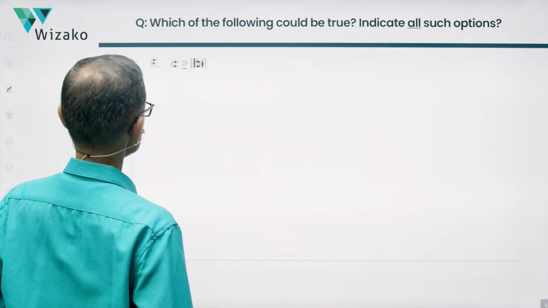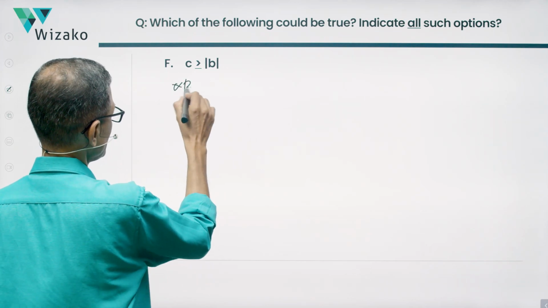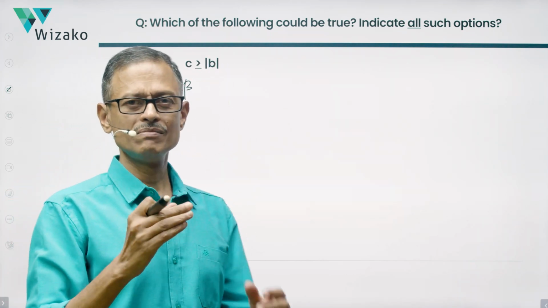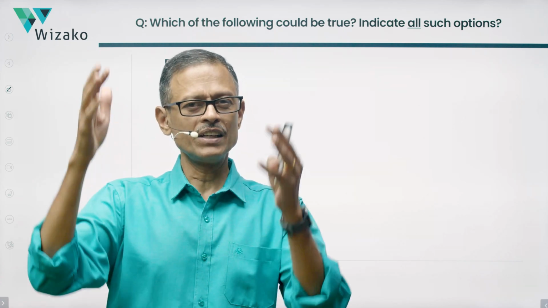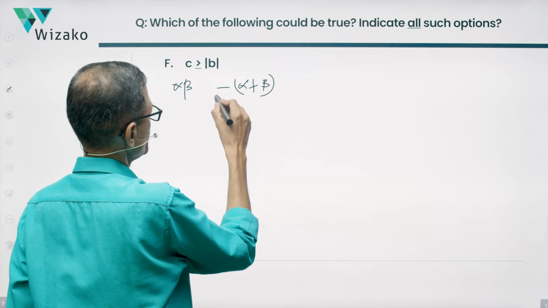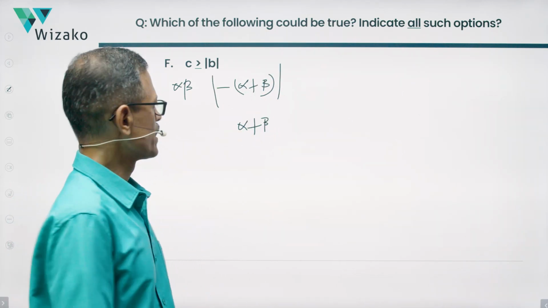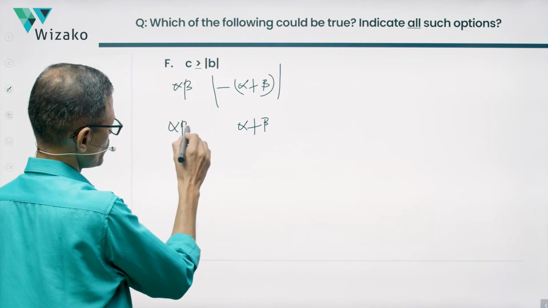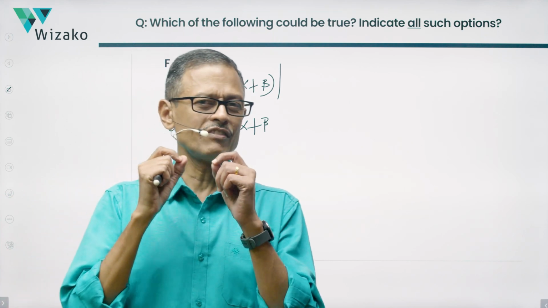Let's look at the last one. This is interesting. C is what? The value of alpha beta, modulus of B. Essentially, we know that B is nothing but negative of alpha plus beta. You're taking a modulus of this, so essentially we're picking the value of the sum of the roots. So what we are saying is the product of the roots, that value is greater than or equal to the sum of the roots.